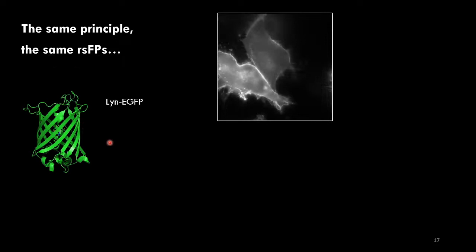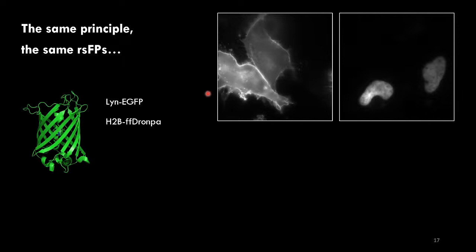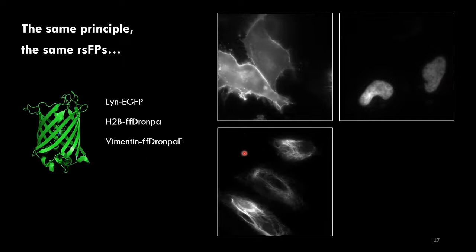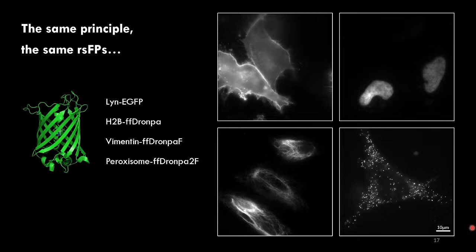So basically, we use the same principle, the same RSFPs. They're just targeted to different cellular structures. So we have EGFP targeted to the membrane. Then we have FF-DrompaF targeted to the nucleus. Then I targeted FF-DrompaF to the cytoskeleton structure, which is vimentin. And then we targeted FF-DrompaF to peroxisomes.